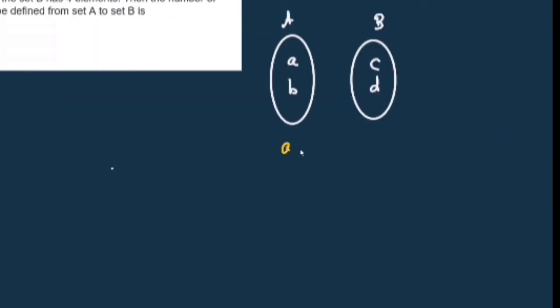First, if you write A, B and C, D: A goes to C and B goes to D. This is one possibility, right? The other possibility is A goes to D and B goes to C. So only 2 possibilities. The number of injective functions here is 2.